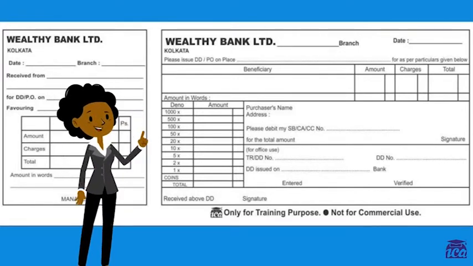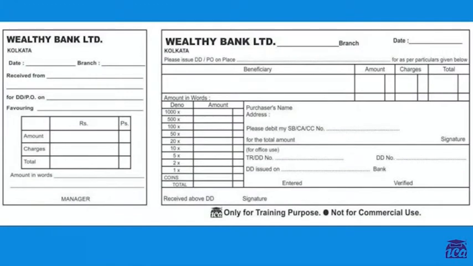We have an example here. We have a demand draft from Wealthy Bank Limited. Now this is how it looks like. It's divided into two halves. The left hand side is your counter slip, the right hand side is the actual demand draft. The counter slip stays with you.